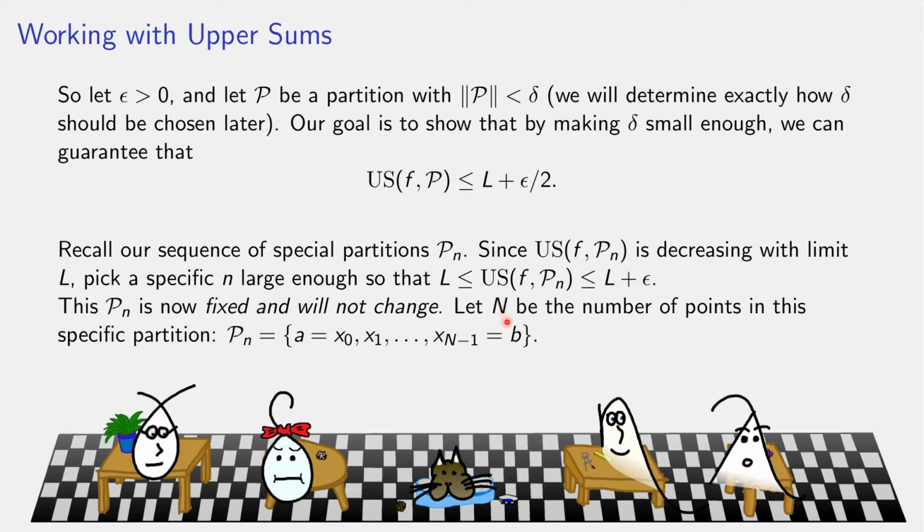Let capital N be the number of points in that partition. I have no reason to suspect it's related to lowercase n. Okay? It's probably much larger. So capital N is the number of points in the partition, so I start at index 0. I'm going to end at index capital N minus 1.